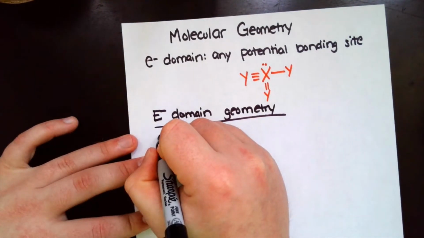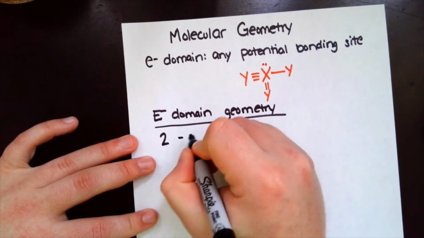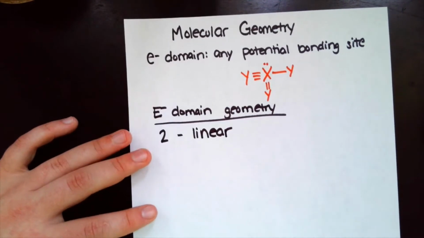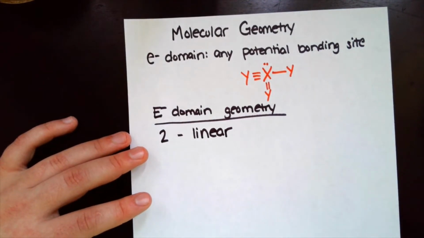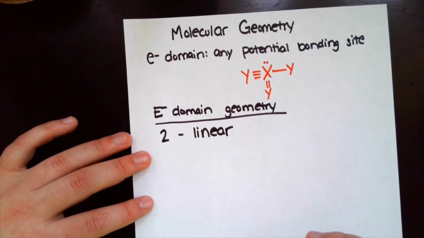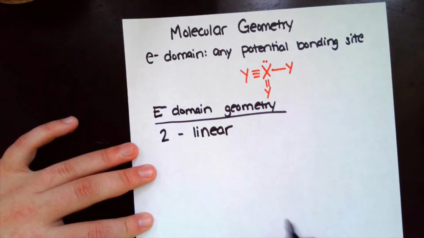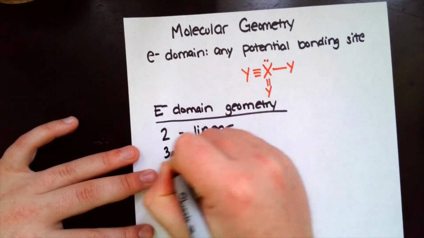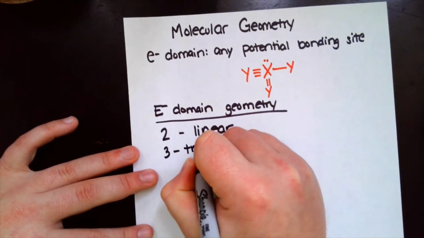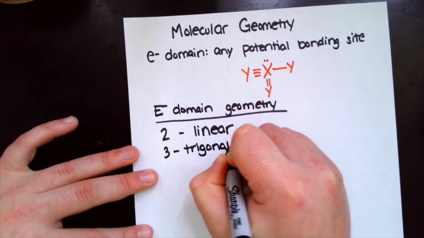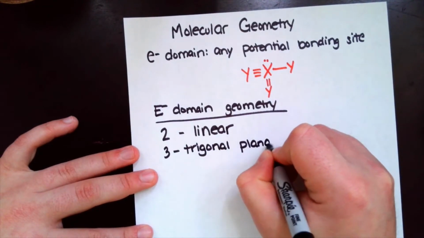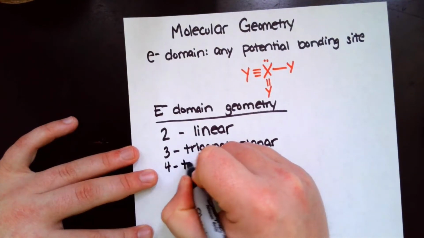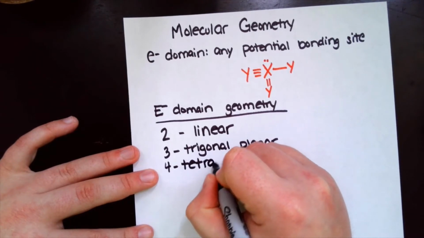If you have two electron domains, your geometry is going to be linear. And once I get into molecular geometry, I'm going to draw what each of these look like, so you'll be able to see that. But for right now, I'm just going to go through this without drawing the structures. So the electron domain geometry will be linear. 3 domains, and you get what's called trigonal planar. 4 electron domains, and your electron domain geometry is tetrahedral.